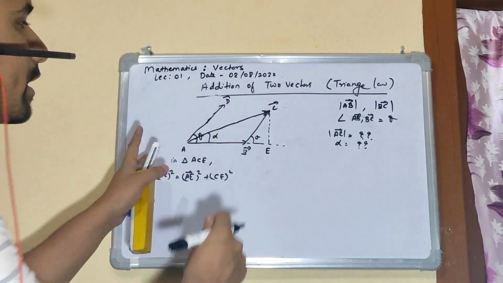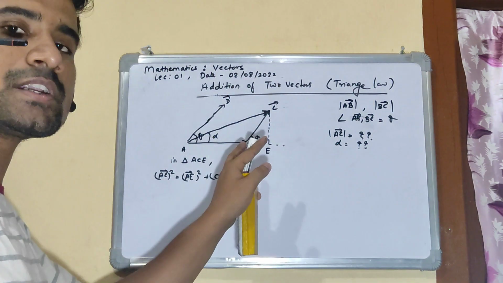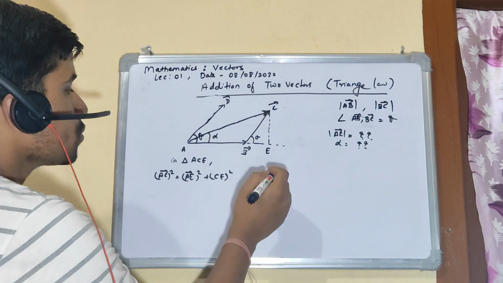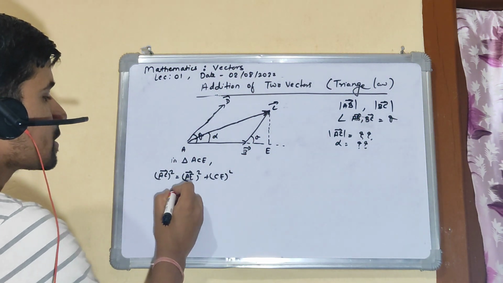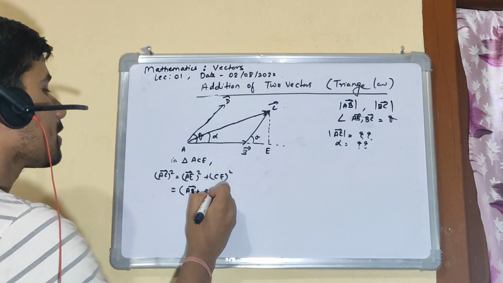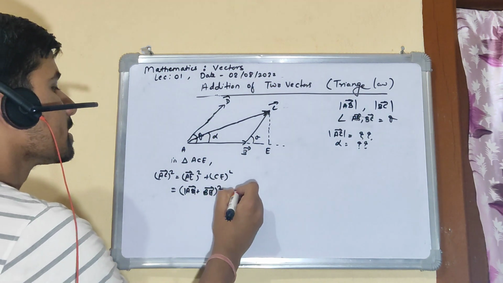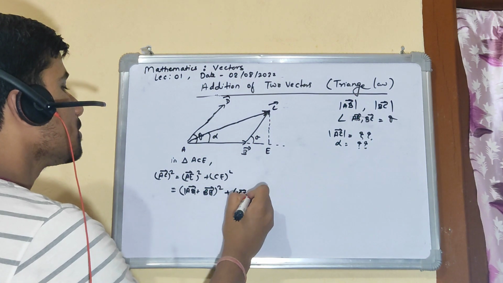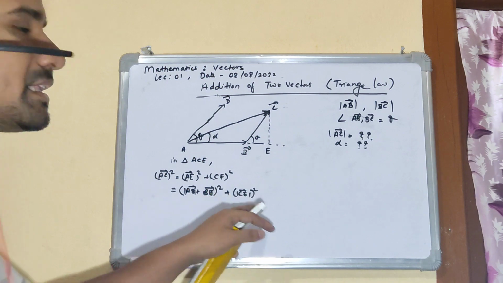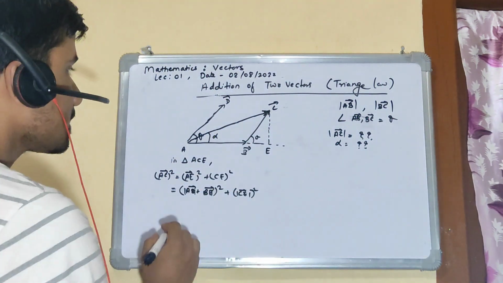So AE, I don't know what AE is, but I know what BE is. Sorry, AB. Can I calculate what BE and CE are, right? Let's see how. Let me first write AC vector square as AB vector plus BE vector square, all magnitudes, plus CE vector square magnitude, right? Clear? AB I know, but BE and CE I don't know. So let me take cosine and sine relations and find them out.